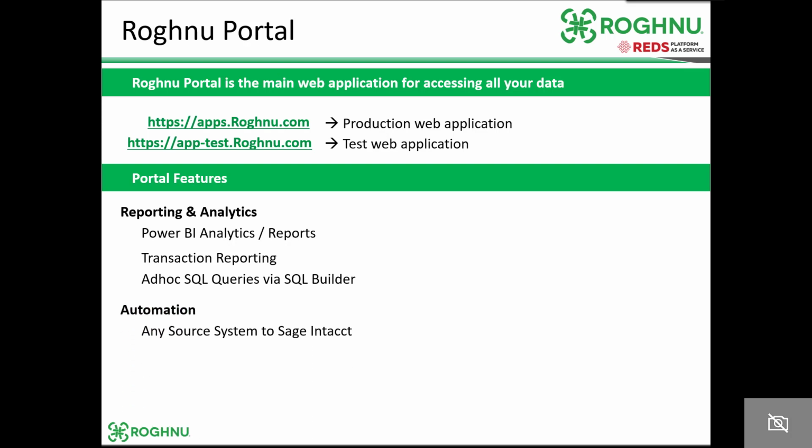Our automation includes any source system to Sage Intacct. What that means is if you're creating something in a source system and you want to process it, and a lot of people use Excel to do manipulation of that data, you can then port all that data straight into Sage Intacct just by having it come through our Roghnu portal.